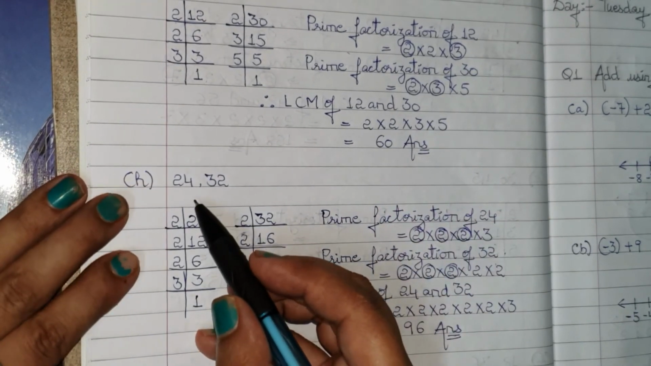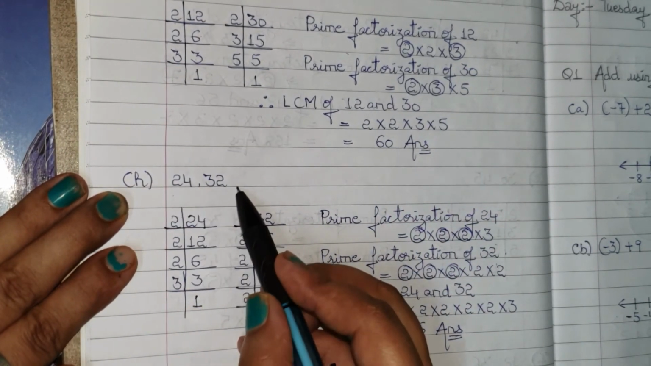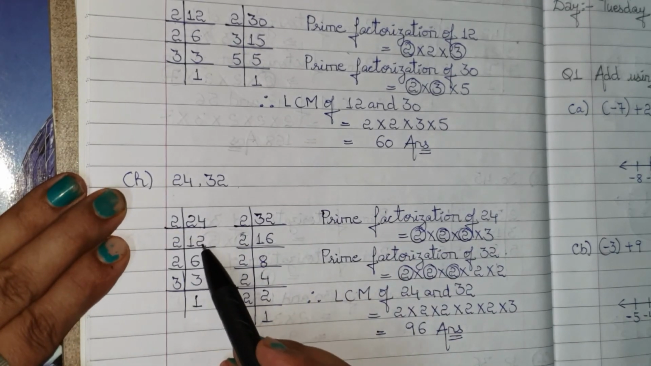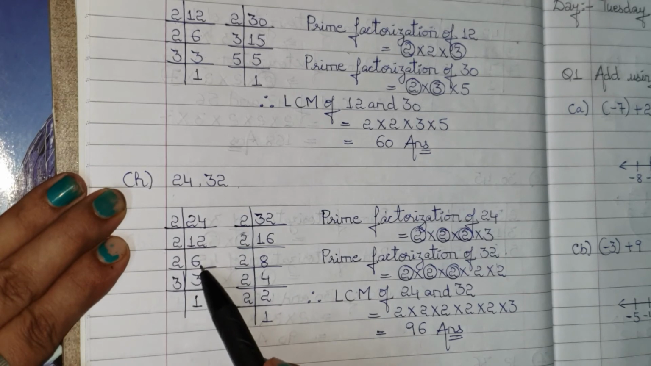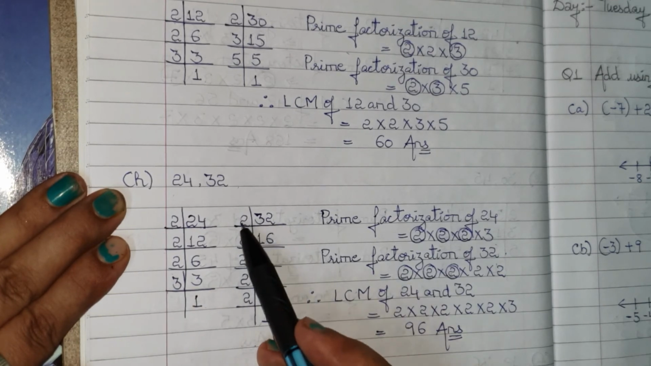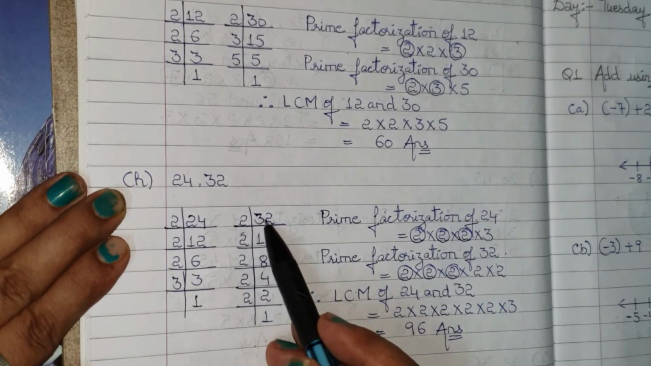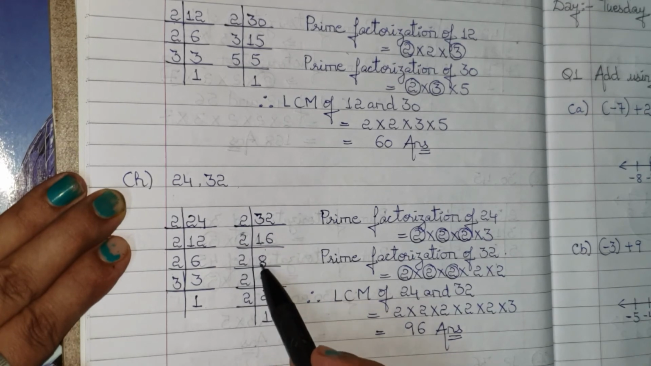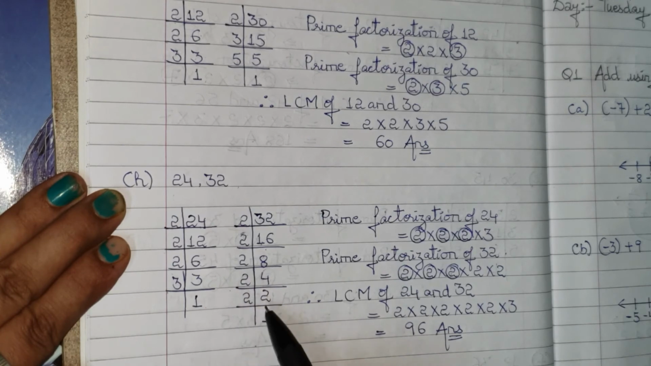Now move on to the last part, that is H part, 24 and 32. Here 24 comes in the table of 2 12 times, 12 again comes in the table of 2 6 times, 6 again comes in the table of 2 3 times, and 3 comes in the table of 3 1 time. Then 32 comes in the table of 2. When you divide 32 by 2, you get 16. So 32 comes in the table of 2 16 times, 16 again comes in the table of 2 8 times, 8 again comes in the table of 2 4 times, 4 again comes in the table of 2 2 times, and 2 again comes in the table of 2 1 time.